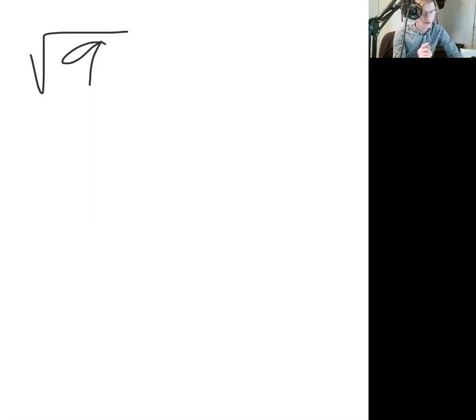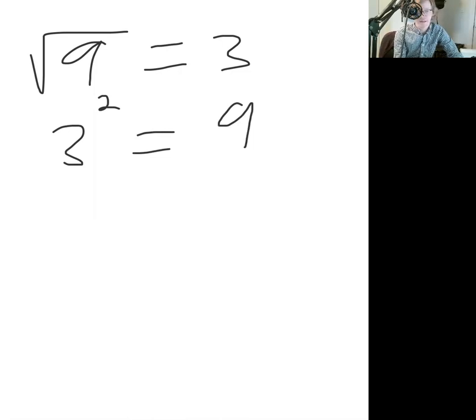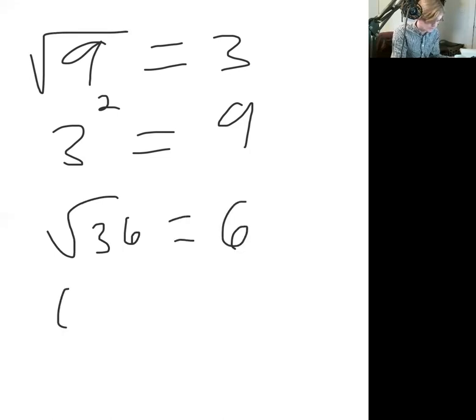So this is saying, what whole number can you multiply by itself twice to get 9? And we know that's 3, right? Square root of 9 is 3. And we know that because 3 squared is equal to 9. That is true. Now, we said, on the other hand, something like the square root of 36 is also a perfect square because there is one whole number you can multiply by itself to get 36, and that is, of course, 6, because 6 times 6 is 36.